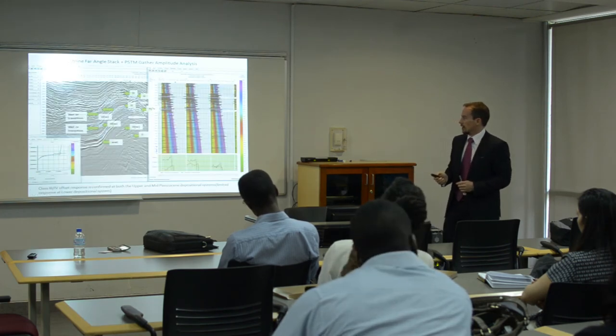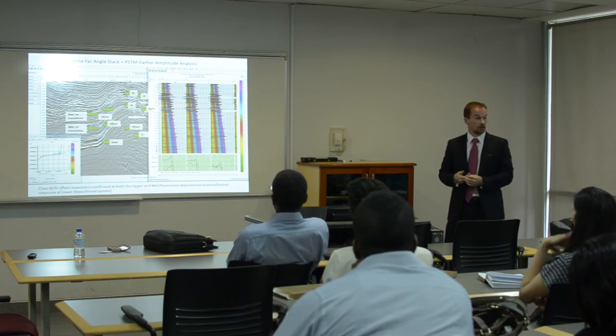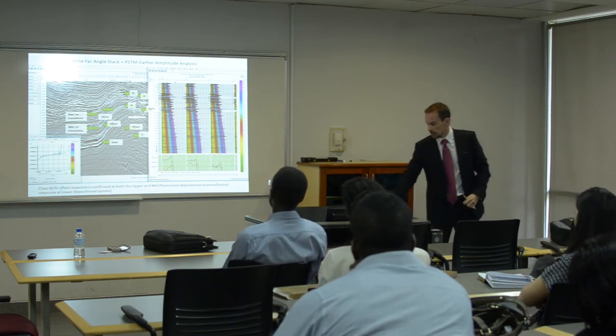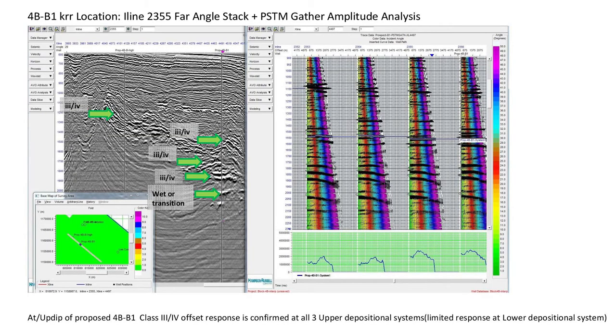So then there was some gather analysis done over these areas of interest. And you know, we were in fact seeing most type 3, some type 4 anomalies that were coincident with our structure. So that was very encouraging. And same for one of these other features as well.